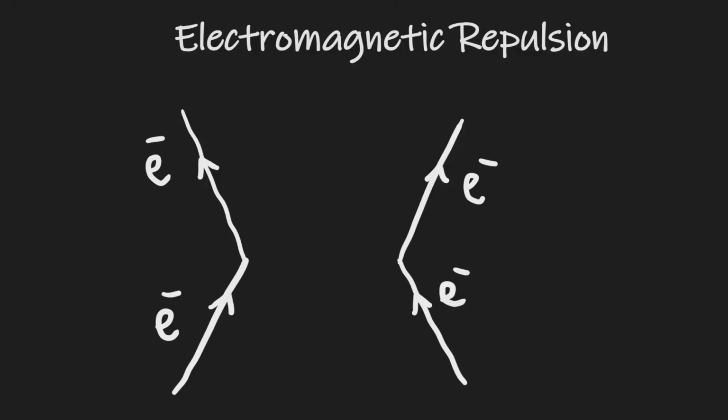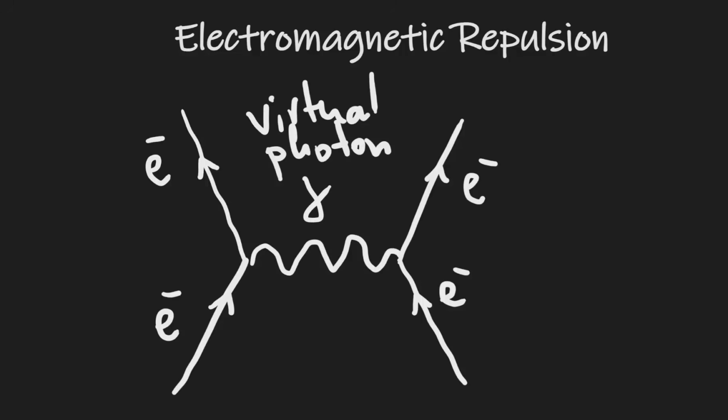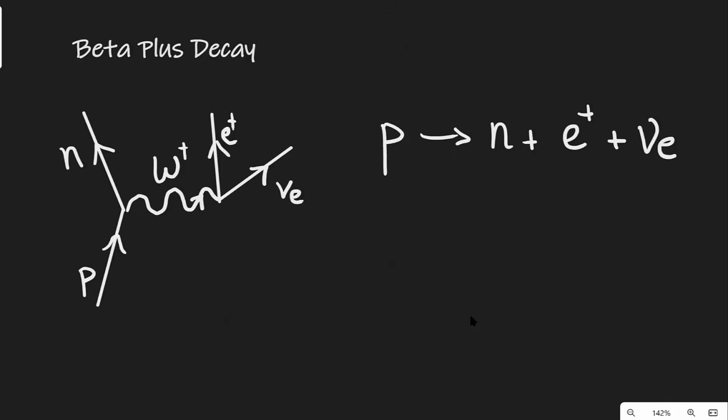Something must have caused that repulsion, and what's actually caused it is a gauge boson, which we represent with a squiggly line, and this is indeed just a virtual photon. And this is our first Feynman diagram. Another diagram that we need to know is that of beta plus decay.